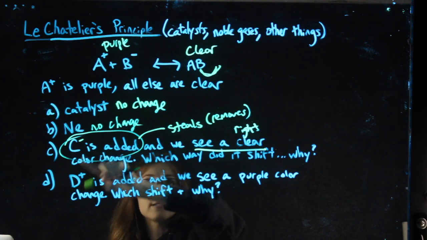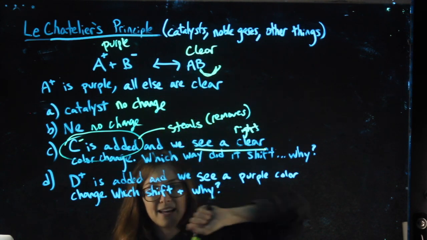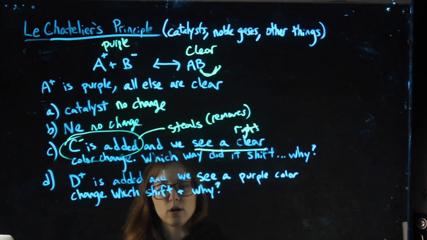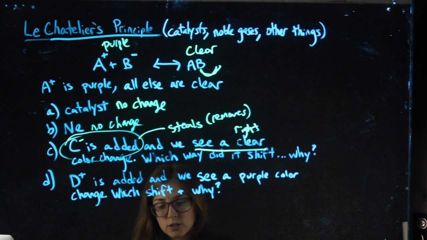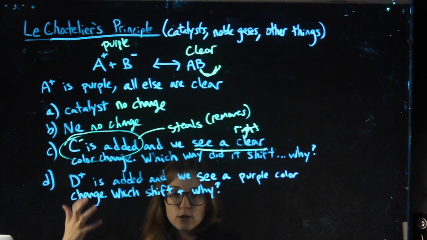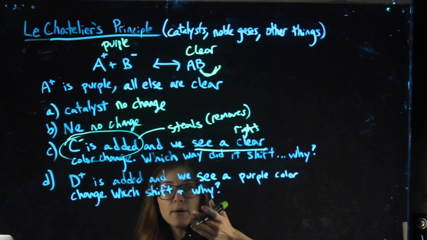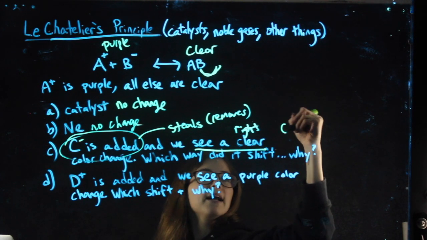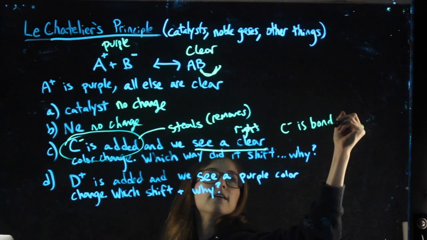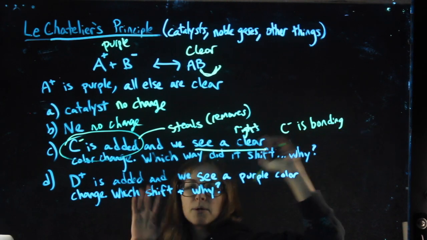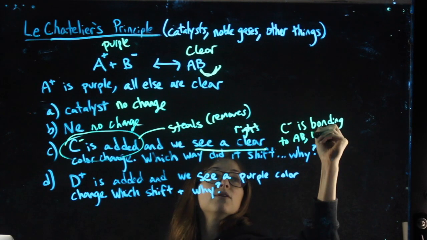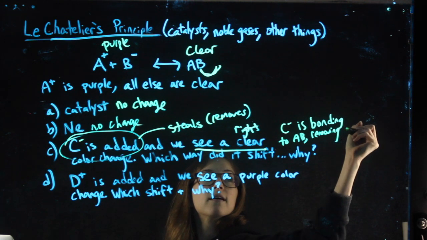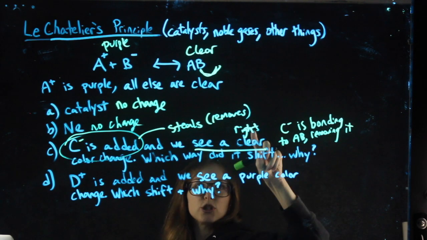C minus is coming in, bonding to AB and stealing it, causing a hole on the right. Now, in your explanations, you can't actually talk about stealing and holes because that's all just my stupid analogy. But if it helps you visualize and get towards the answer, then great. What I would say is it shifts right because C minus is bonding. In your head, you can say stealing, but on paper, is bonding to AB, removing it, causing the reaction to shift right.